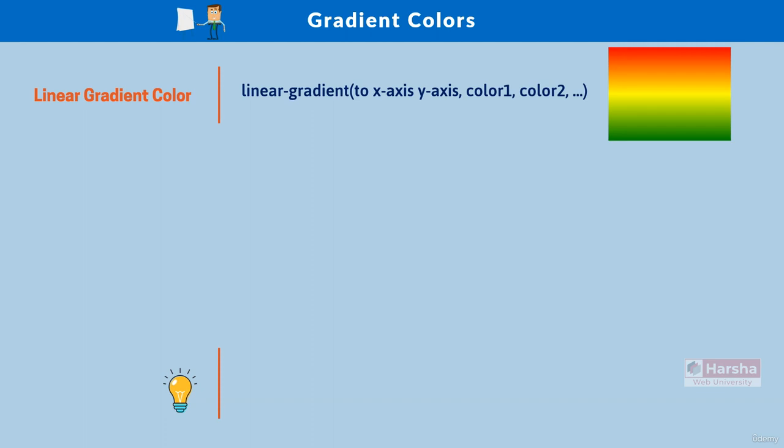The linear gradient allows you to specify multiple colors in a sequential order. For example, in this horizontal line, there is red, at this horizontal line, yellow, and at this horizontal line, green. So red, yellow, green, these three colors are arranged in an order, that is horizontally.